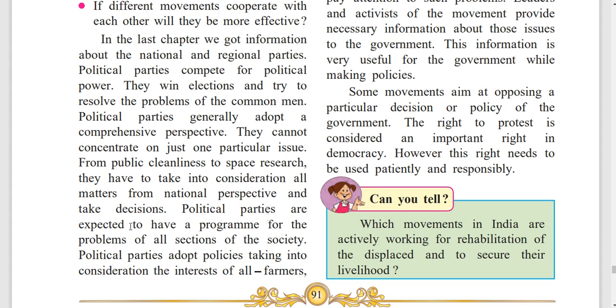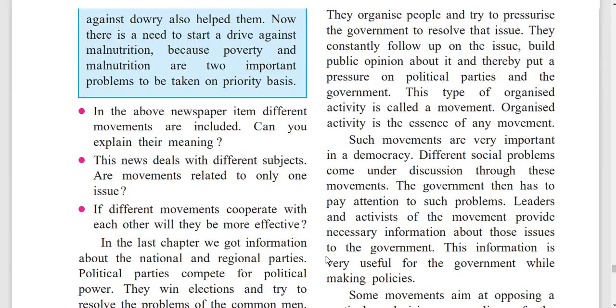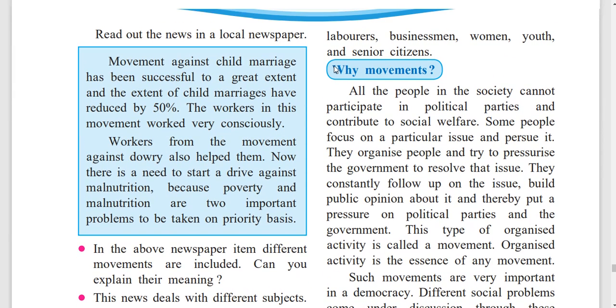Political parties are expected to have a program for the problems of all sections of the society. Political parties adopt policies taking into consideration the interests of all farmers, laborers, businessmen, women, youth, and senior citizens. Why movements? Before proceeding, let's see this blue box.